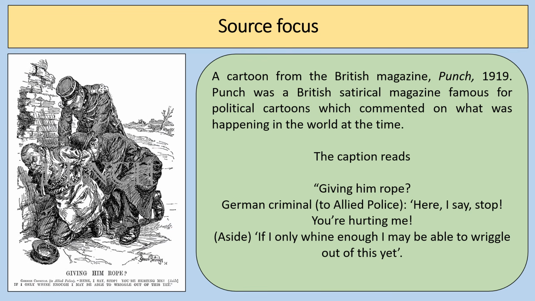So in terms of a source focus, you can see here that this source, very much from the British satirical magazine Punch, talked about world events at that time. It's very common in this exam to get lots of cartoons, particularly for the first question. The caption reads, "Giving him rope," and the German criminal says to the Allied police, "Here, I say, stop, you're hurting me." And then there's an aside, which means talking away from the hearing of the so-called Allied police. He says, "If I only whine enough, I may be able to wriggle out of this yet."